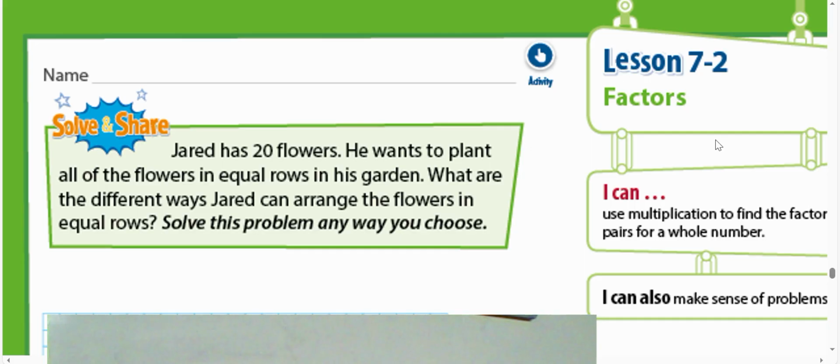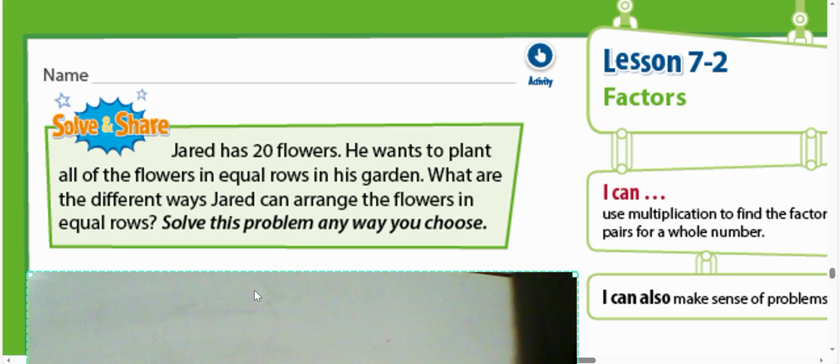You can use multiplication to find the factor pairs for a whole number, and you can also make sense of problems. Look, Jared has 20 flowers. He wants to plant all of the flowers in equal rows in his garden. What are the different ways Jared can arrange the flowers in equal rows? We can find the factors of 20. We know 20 equals 2 times 10, 4 times 5, and 1 times 20. And then we have three solutions for this example.